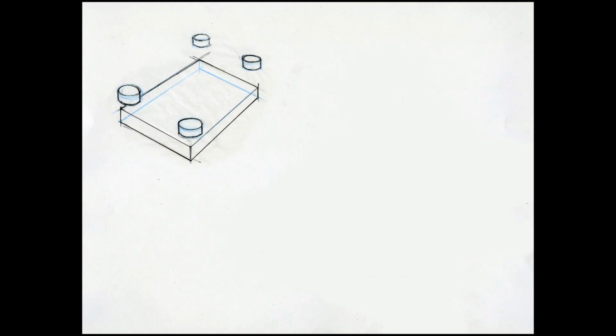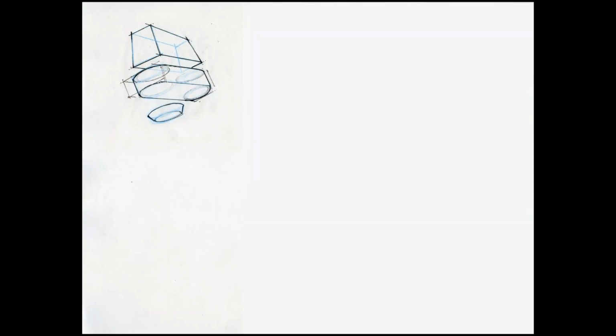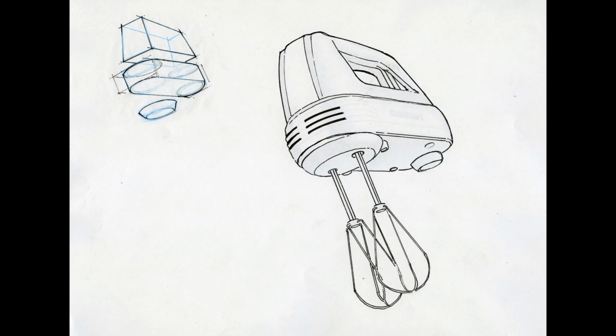Even the simplest of objects may have somewhat more complex secondary forms. This odd collection of short cylinders and rectangles go together to form this very familiar object, an iPhone. Now we have a couple of identical products that utilize different shapes. These are modified rectangles and cylinders that are parts of a handheld electrical mixer.